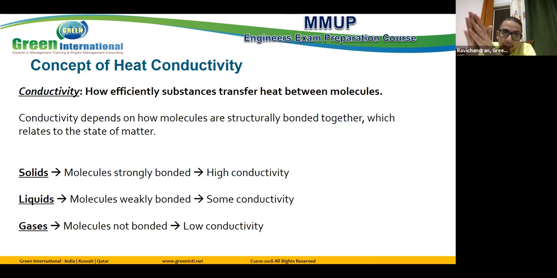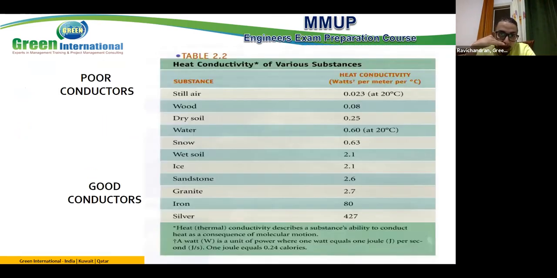But the definition again: this is how efficiently a substance transfers heat between molecules. As you see here in the summary, for solids, for example, the molecules are strongly bonded, so high conductivity; liquid is medium, and gas is low conductivity. Okay. Here is a table just to show you some values for this. As you see, air is one of the poor conductive materials, so normally we use air as an insulation material.